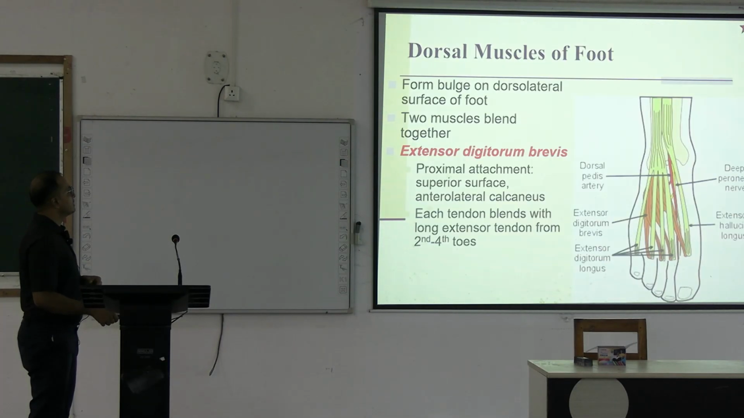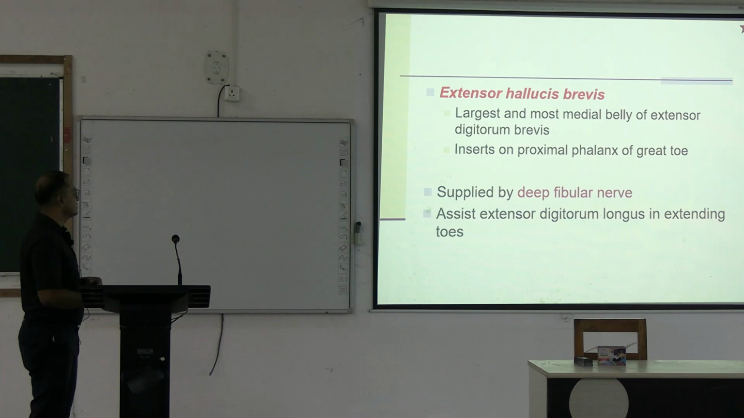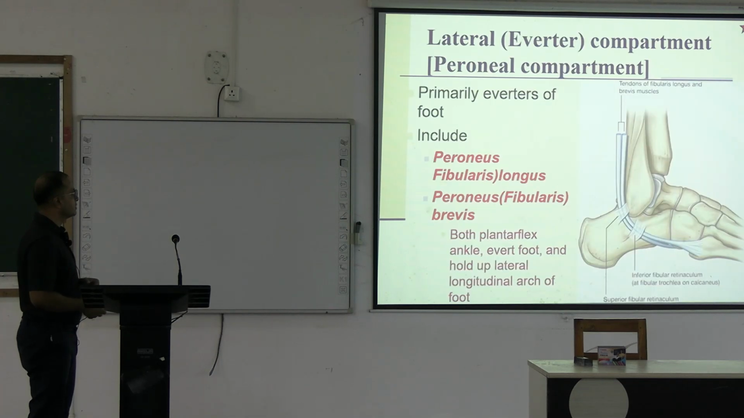So this content we have already learned, along with some of the muscles of the foot. Extensor digitorum brevis is present in the foot region, often prominent in footballers or soccer players, and it is an important landmark structure. Now coming to the lateral part, we call it the peroneal compartment, which has two muscles known as peroneus longus and brevis, or fibularis longus and brevis. We call this compartment the everter compartment.